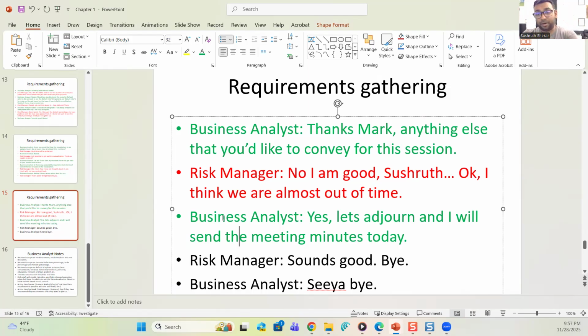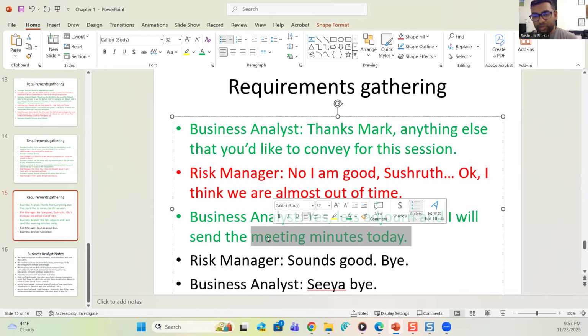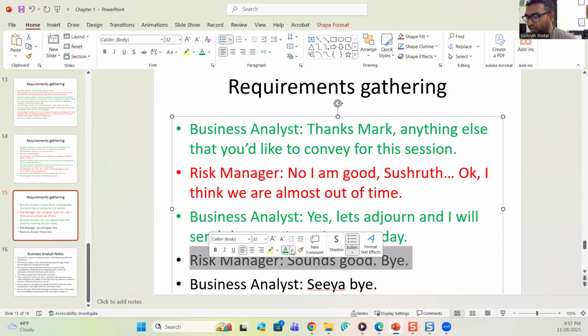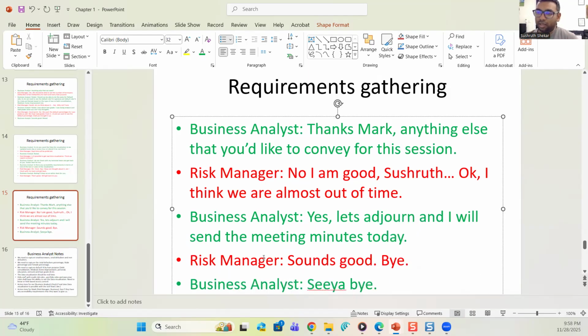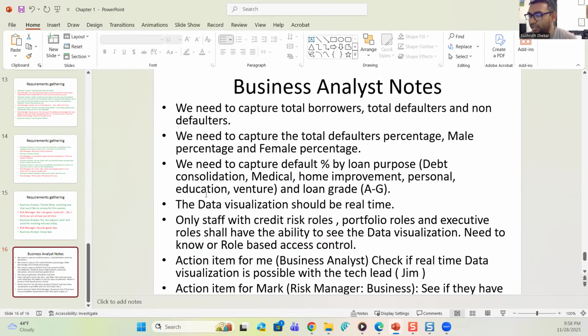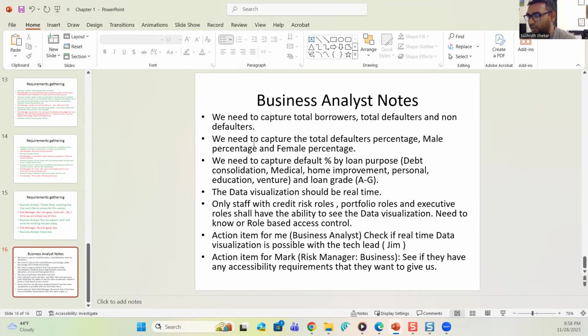So the meeting minutes are important, and I would recommend having them in the body of the email. On the very same day, it's better to send the meeting minutes. So the risk manager, the business says, hey, goodbye, thank you, and you also say, hey, thank you, bye, right? So making it as real time as possible. This is exactly how things work in real time. That's why even the goodbyes and all are there. And this is how a business analyst will take notes.